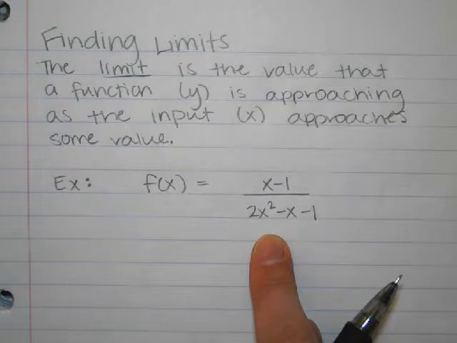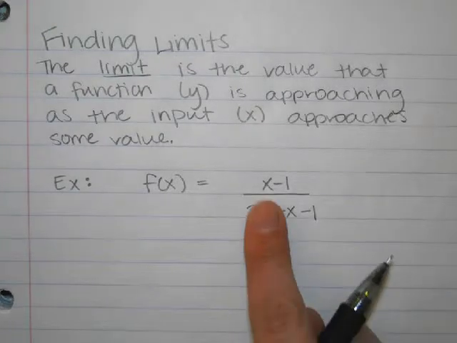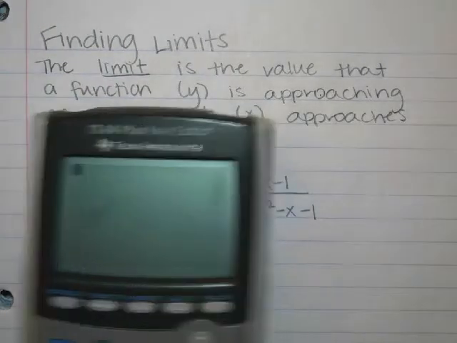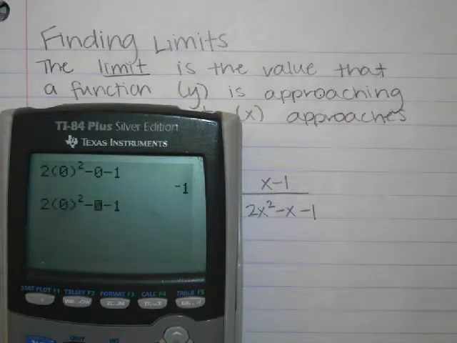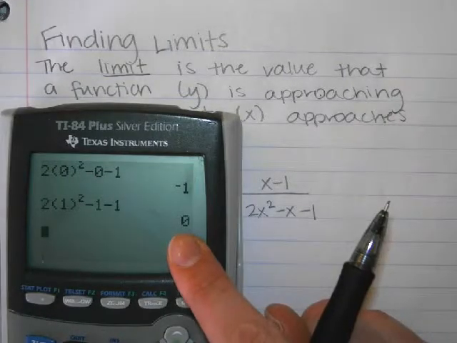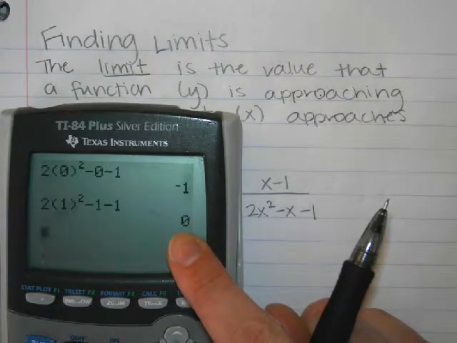1 minus 1 is 0, right? So I'd get 0 on the top. If I do 2 times 1 squared minus 1 minus 1, oh, I must have multiplied something wrong. Hold on a second. Oh, I'm plugging 1 in, not 0. That was silly of me. Okay, so if I plug 1 in the bottom, I get 0. If I plug 1 in the top, I get 0.